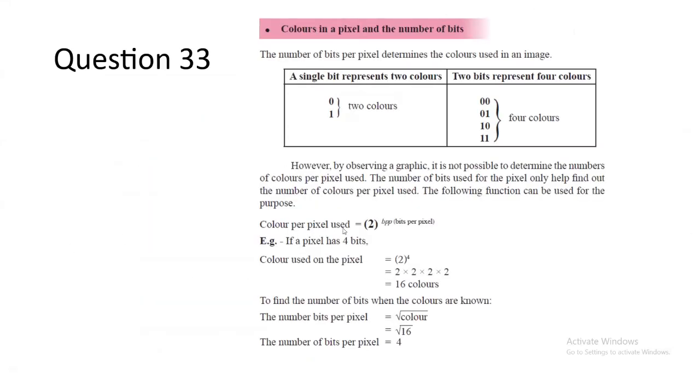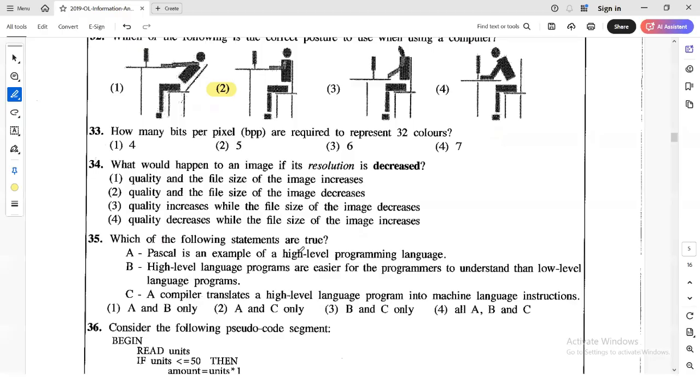So colors per pixel used. The formula is: colors equals 2 to the power BPP. Here they have given 32 colors per pixel, so 32 is equal to 2 to the power x. That x is what they're asking, the BPP, bits per pixel. 2 to the power 5 will be 32, right? So here the answer would be 5, the second one, because you can go for 2 to the power 5, then only you can represent 32 colors.